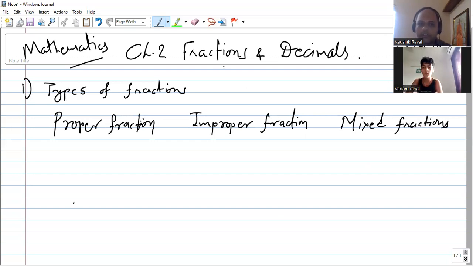Okay. Now, when we talk about fractions, we know fractions. How do we write it? We write a simple line. Then there is numerator and denominator. Right? Numerator and denominator. Correct?